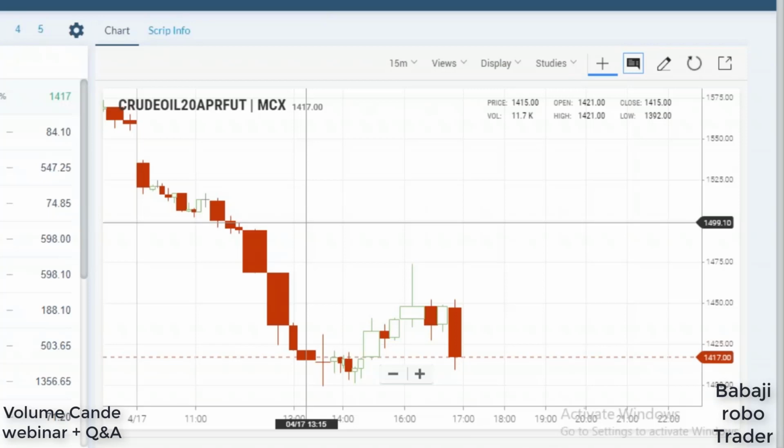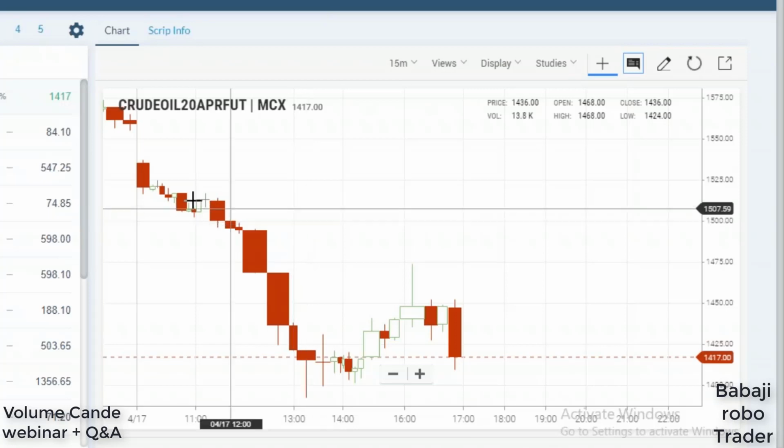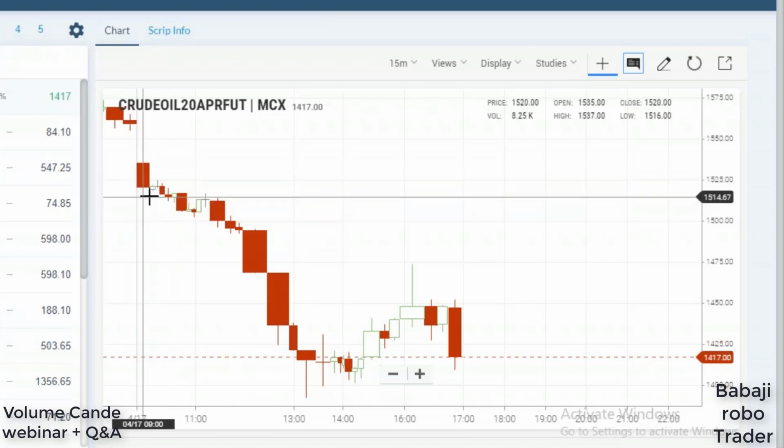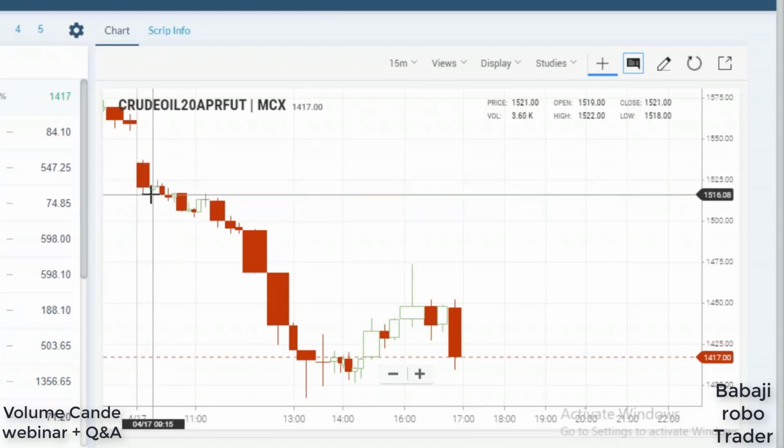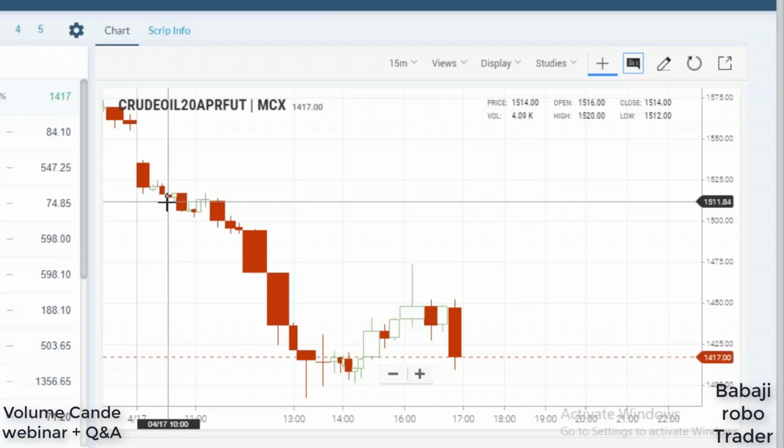Here in the picture, in the morning we got one huge volume. After that we can see the small candles, which are with lesser volume. The basic principle of the volume candle is whenever we get a huge volume in a candle, it means that particular direction will be supported by the market. It means the trend will just continue.